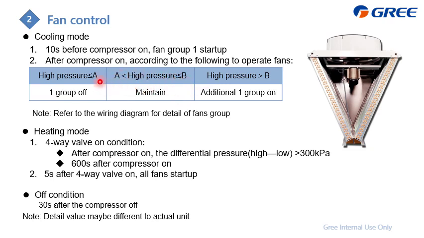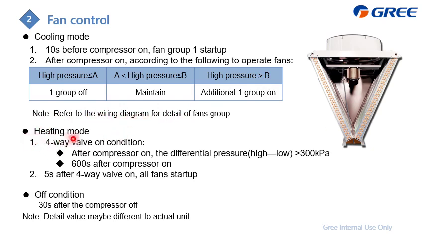If it is less than A, that means the high pressure is too low, so we need to turn off one group of the outdoor fans to raise the pressure. And if it is higher than B, that means the high pressure is too high, so we need to add another group to release more heat. How to do the group separation is according to the different wiring diagram.